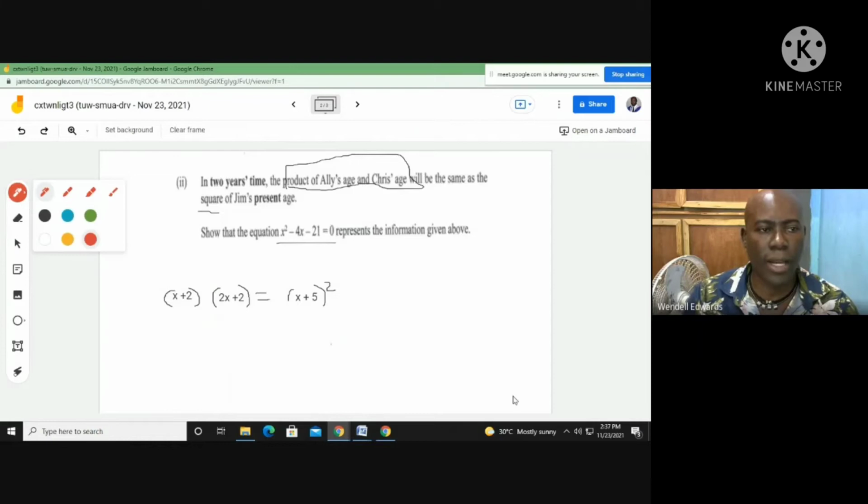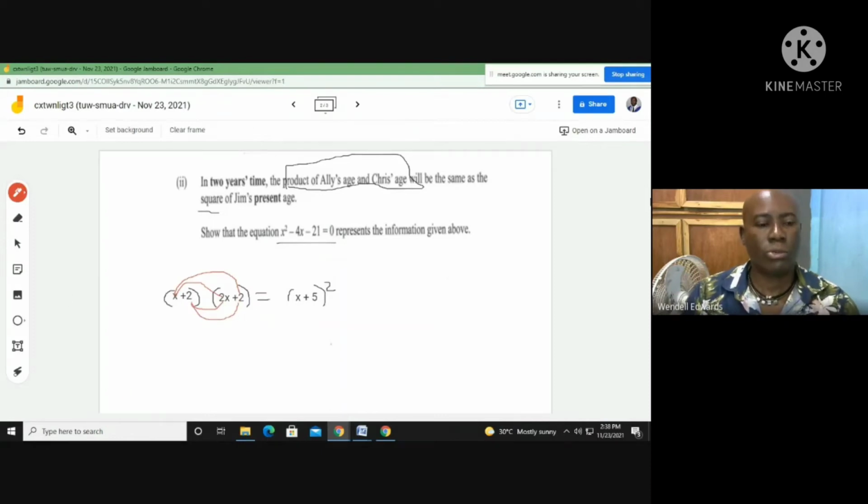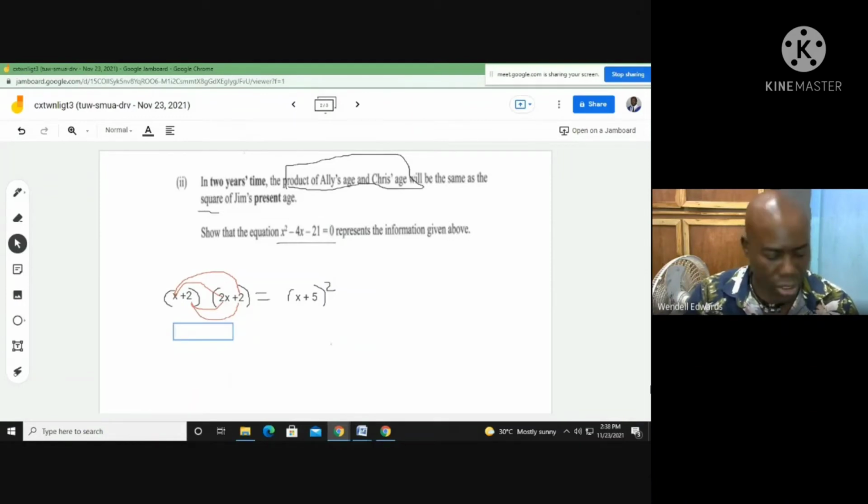So let's quickly expand this out. In expanding, we're going to go x times x, then x times 2, then 2 times x, and then 2 times 2. x times x, we're going to get x to the second power. Then x times 2 is going to be plus 2x. Then 2 times x gives us 2x, and 2 times 2, we're going to get 4.